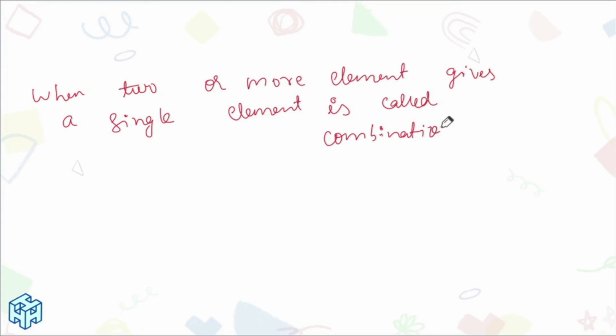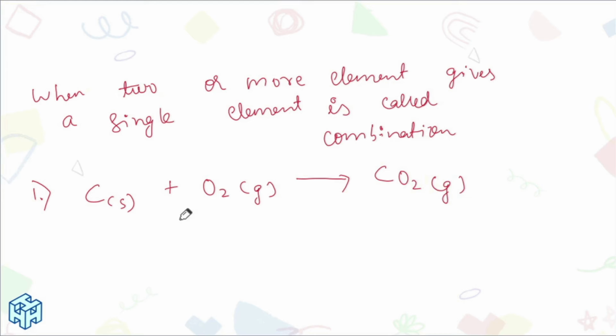Let me give you some examples. Example 1. A solid carbon, for example wood, is burned in the presence of gaseous oxygen. What do we get? It's CO2, carbon dioxide. Carbon is a different element. Oxygen is a different element. We are getting a combination of them, that is carbon dioxide.